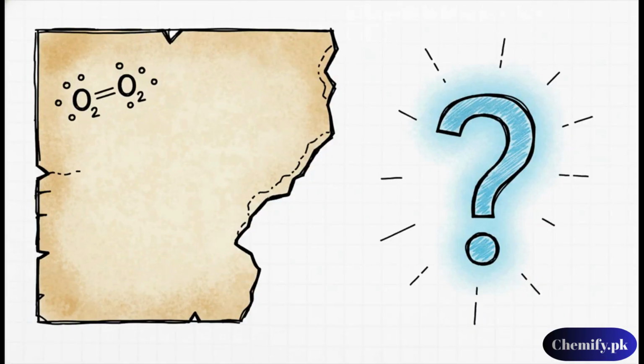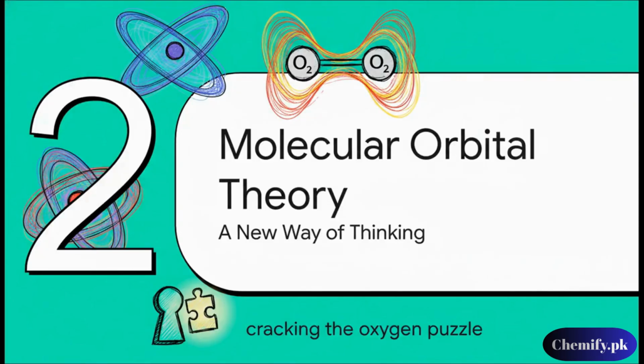So what does this tell us? It tells us our simple model, the Lewis structure, is useful for some things, but it's missing a huge piece of the puzzle. The map we're using is just wrong. We need a better map. And that new, better map is exactly what we're talking about today: molecular orbital theory, or MO theory for short. It's a much more powerful way of looking at what electrons are actually doing inside molecules, and it's the key to cracking this whole case wide open.